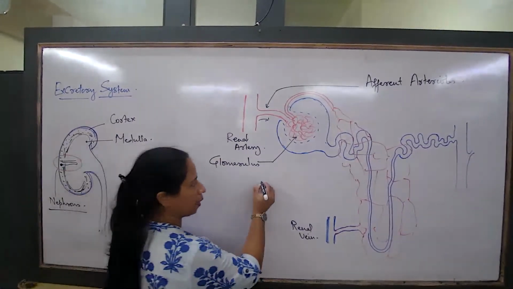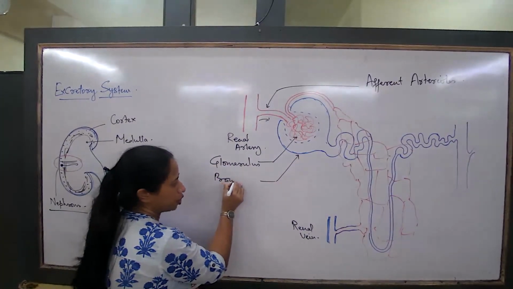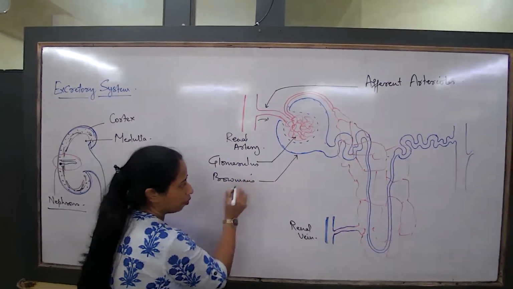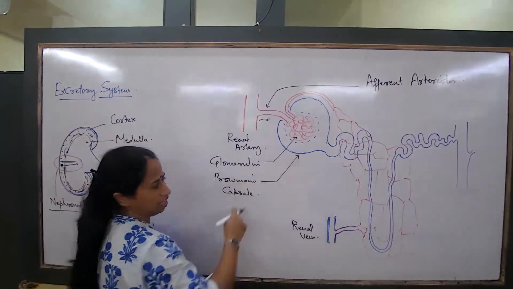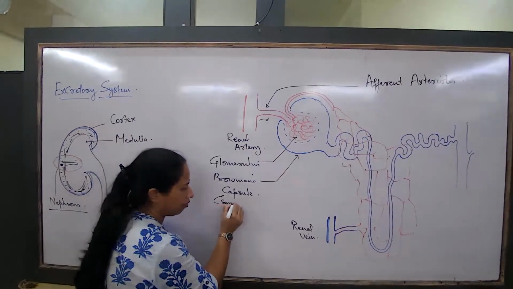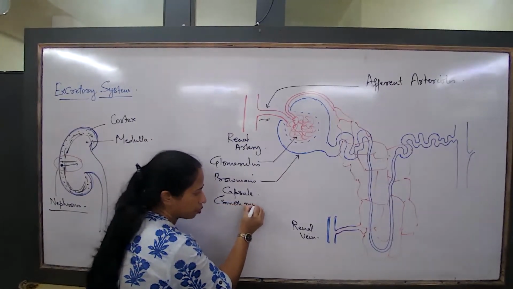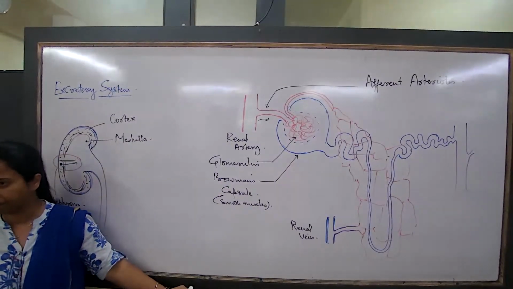So what will we call this double-walled cup-shaped structure? What is the name of this? The double-walled cup-shaped structure is known as the Bowman's capsule. So this entire structure, the Bowman's capsule, if I think of what it is made up of, it is nothing but made up of smooth muscles, almost like the rest of the internal parts of the body.